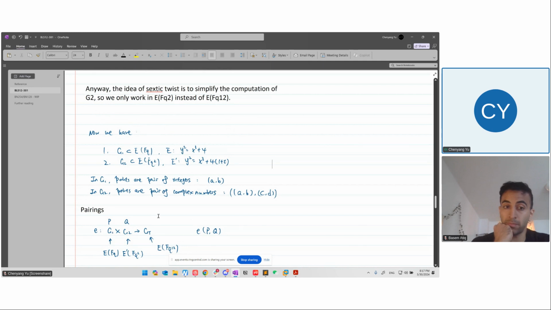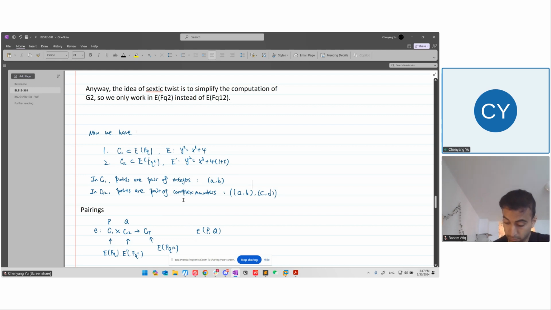In the G1 group, a point is a pair of integers. This is pretty easy to understand. This is just like an elliptic curve on a 2D surface. You just graph it and you have an x coordinate and a y coordinate, okay?